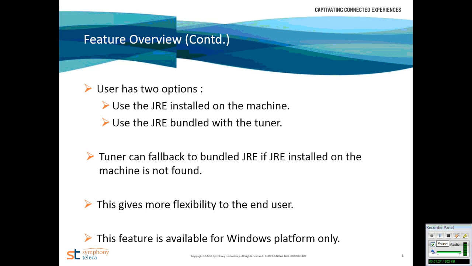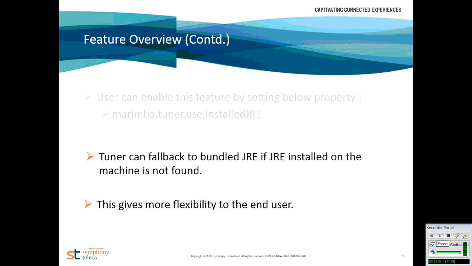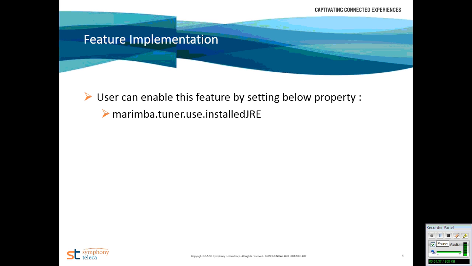Also remember that this feature is available only for Windows platform. It is not available for non-Windows platform. This feature can be enabled by setting a property, and that is marimba.tuner.installJRE. The value of this property can be true or false.